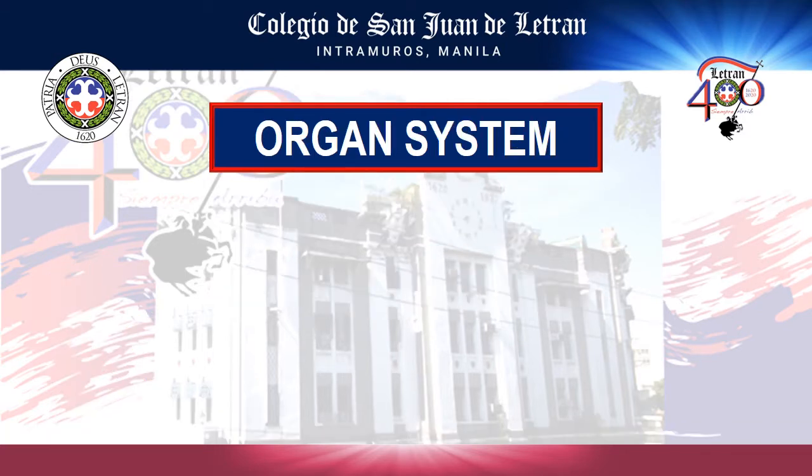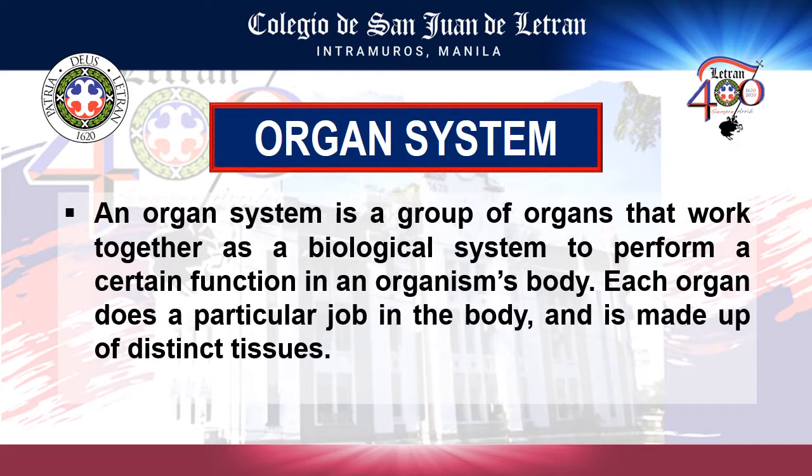First, let's talk about organ system. Every animal and human being carries on a variety of essential functions like growth, maintenance, and reproduction. In the various groups of living things from highest to lowest, there is a progressive increase in body complexity to carry out these functions. An organ system is a group of organs that work together as a biological system to perform a certain function in an organism's body. A series of organ systems has evolved to serve various needs.